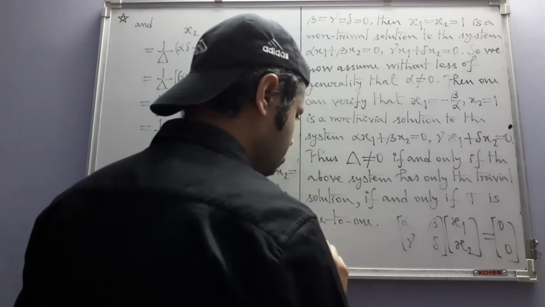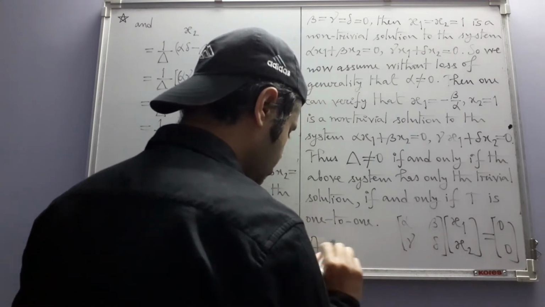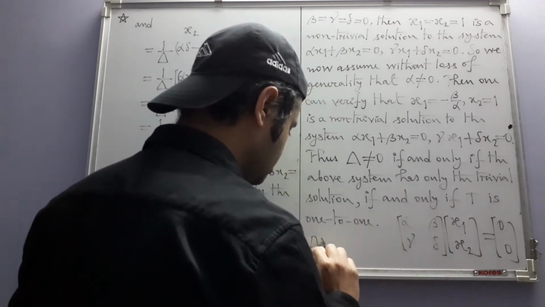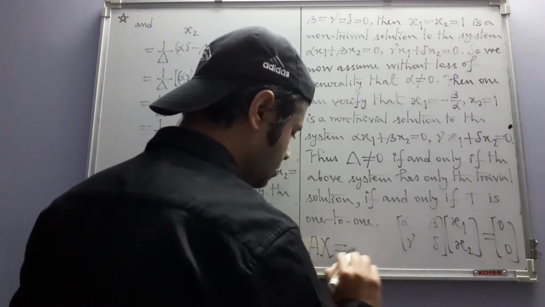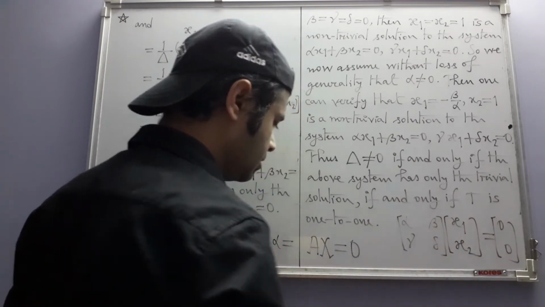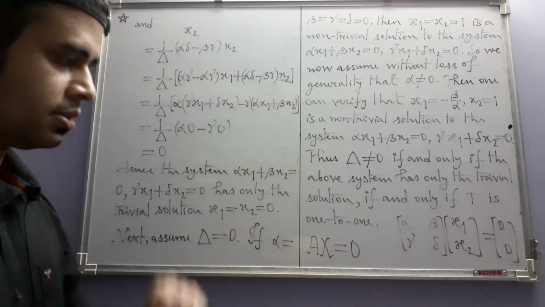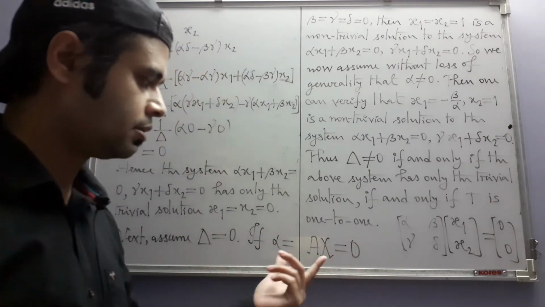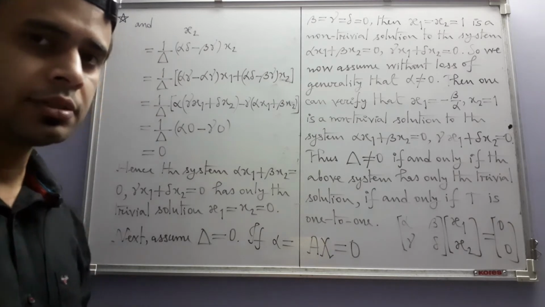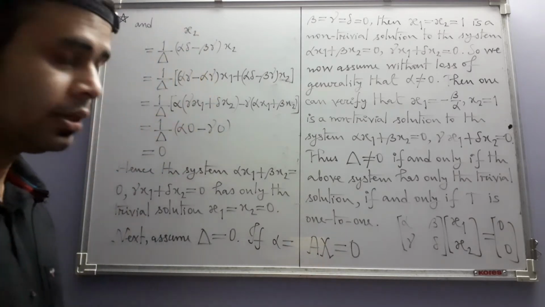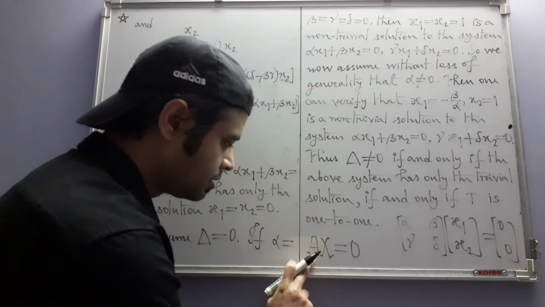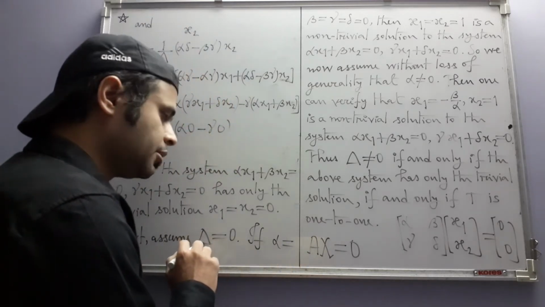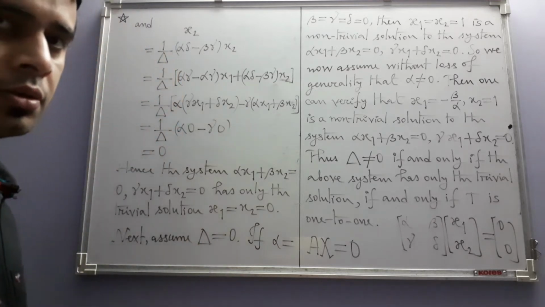Or in a more brief manner, if you are denoting the matrix by A and this column of variables by X and the 0 column by 0, then this is our matrix equation. And we know that this equation has only the trivial solution x equal to 0 if and only if this matrix is invertible, that is, if and only if its determinant delta is non-zero.